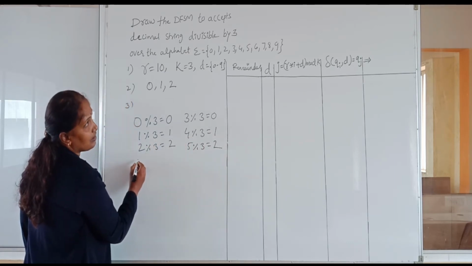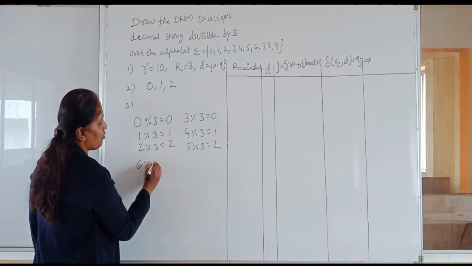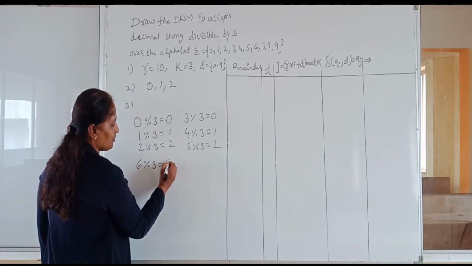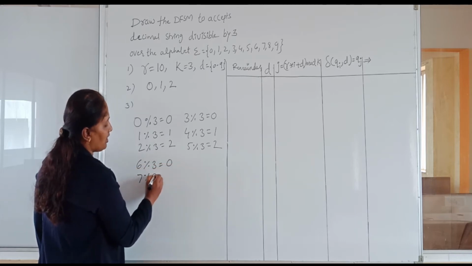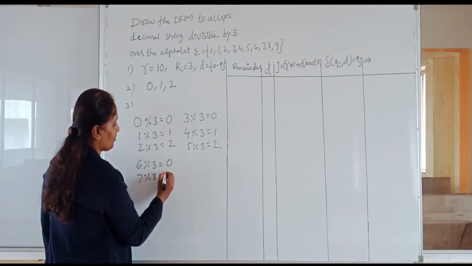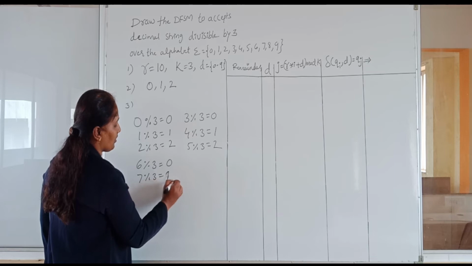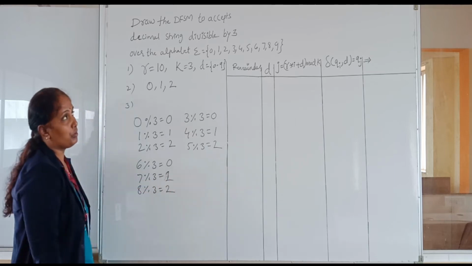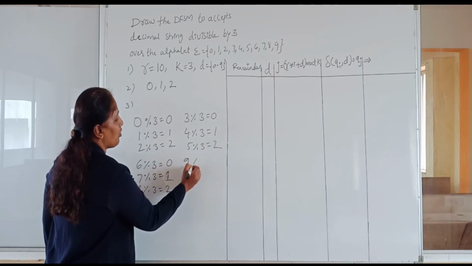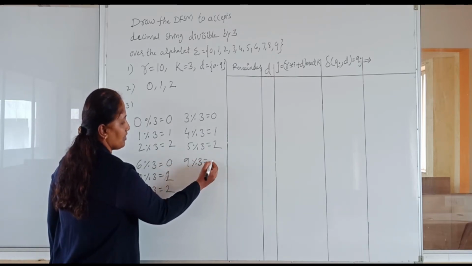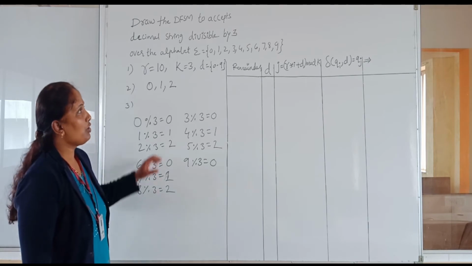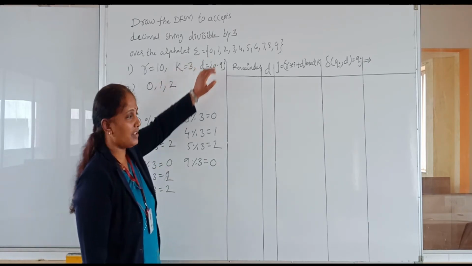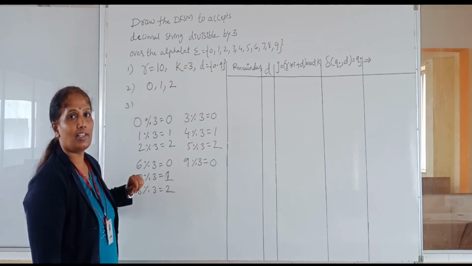Next, the next alphabet is 6. 6 mod 3, the remainder is 0. 7 mod 3, the remainder is 1. Next, 8 mod 3, the remainder is 2. Next, 9 mod 3, the remainder is 0. So I am going to group these decimal numbers based on the remainder they return.